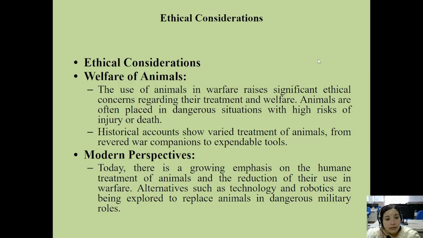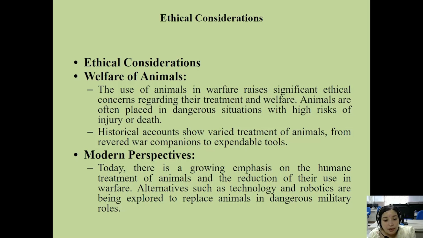Then ethical considerations of animals in warfare. There are some ethical considerations as well. Animal welfare: the use of animals in warfare raises significant ethical concerns regarding their treatment and welfare. Animals are often placed in dangerous conditions with high risks of injury or death during battles. Historical accounts show varied treatment of animals, from revered war companions to expendable tools.